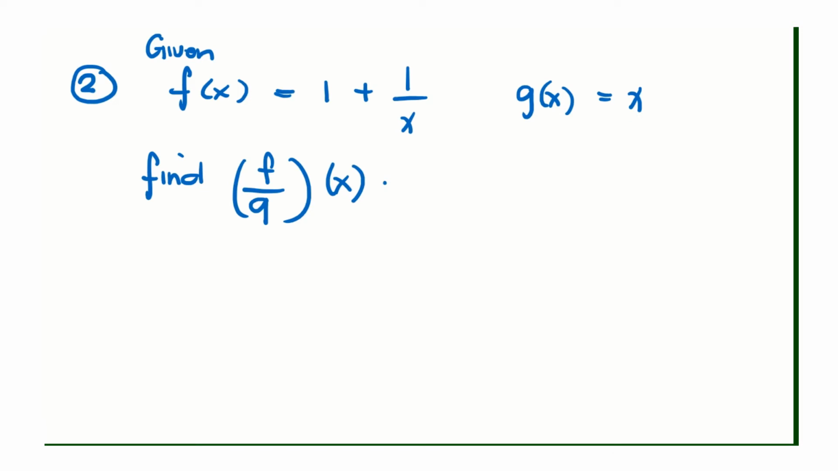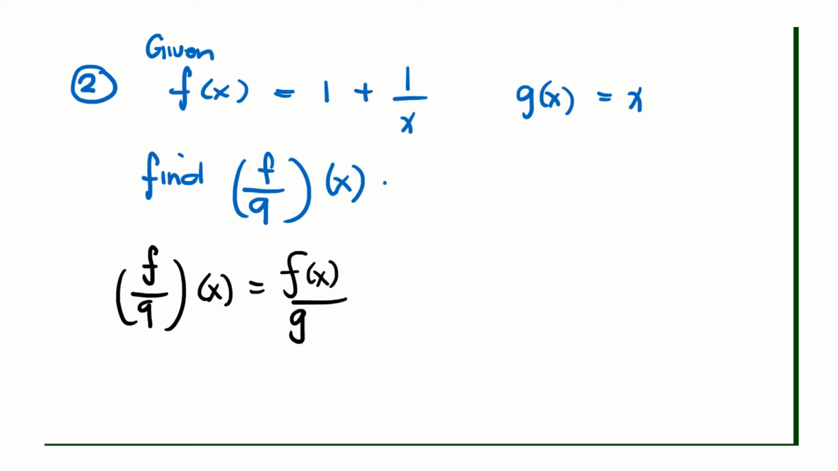Now let me show you one more example. Suppose f of x is 1 plus 1 over x and g of x is equal to x, and the goal is still f over g of x. Again, as we know from the first solved problem, f over g of x is the same as f of x over g of x. Same idea, you get the corresponding expressions for f of x and for g of x.